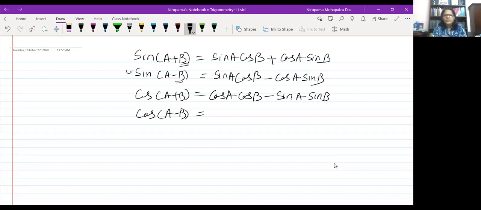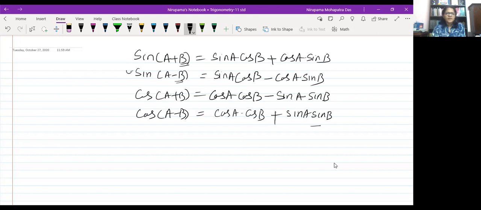Similar thing will happen here also. Cos A into cos B, we have minus here, sin A, and sin minus B is minus sin B, so it will be plus sin A sin B. Okay, so this is an easy way to prove these two basic formulas.